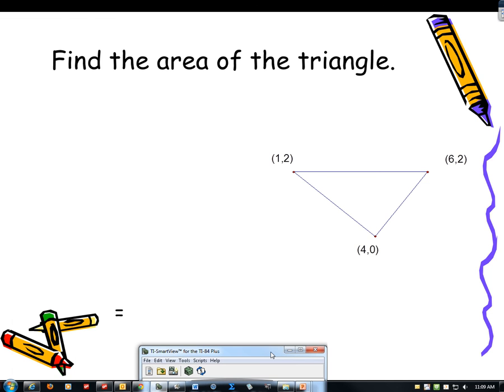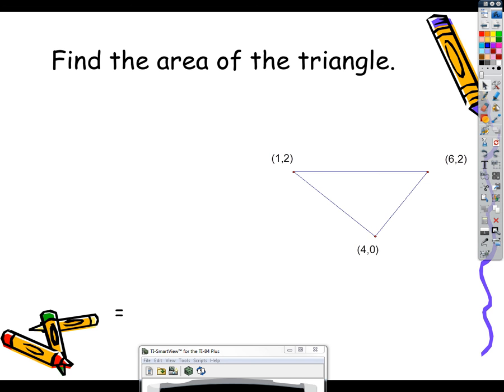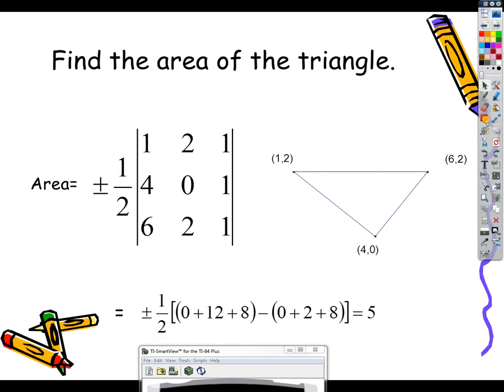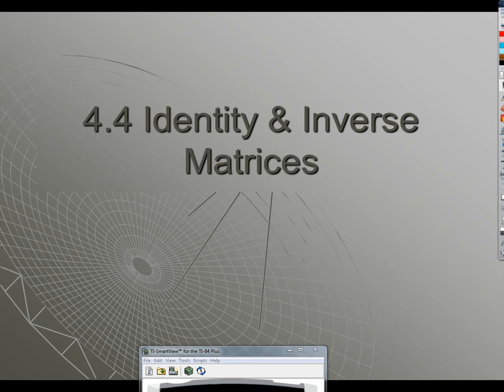Okay, so that's 4-3. That's really all there is to 4-3. All right, so moving on. Okay, 4-4 has to deal with some other matrix things. In 4-3 we talked about the determinant. In 4-4 we talked about identity and inverse matrices.